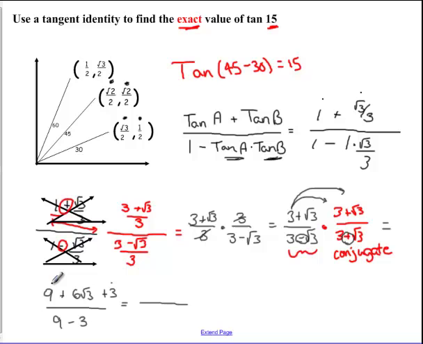9 and 3 can get added together as 12. And 9 minus 3 is 6. And guess what? You're still not done, because you have a binomial on top that's being divided by a monomial. So 12 divided by 6 is 2, 6 divided by 6 is 1, and that, my friends, is your final answer.